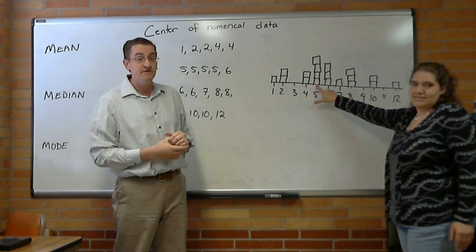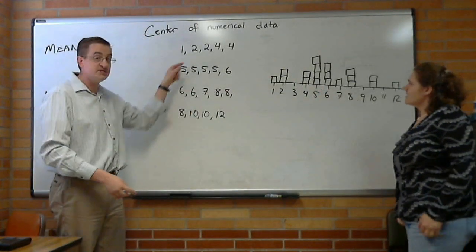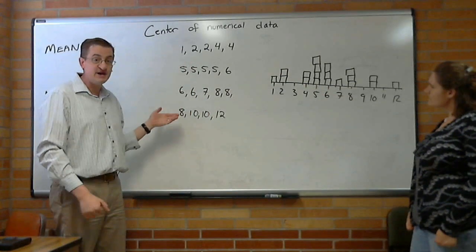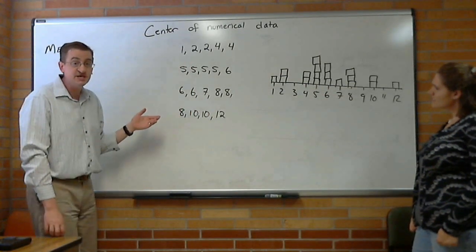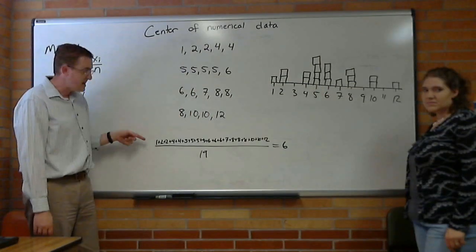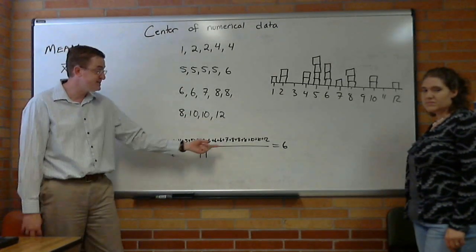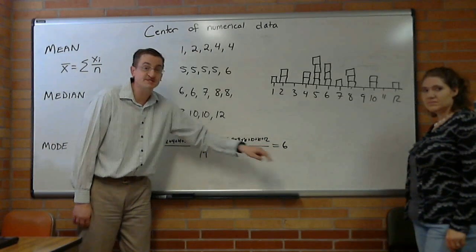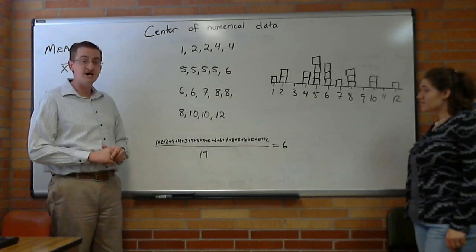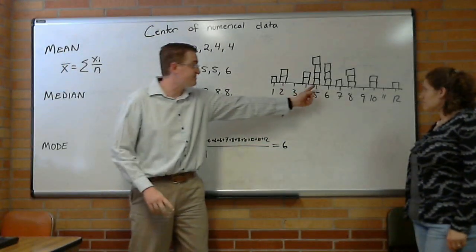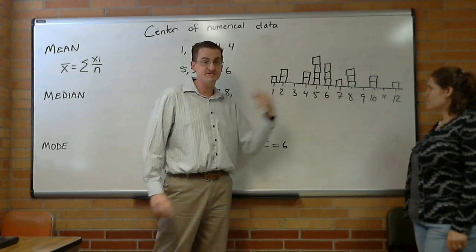To find out the mean, we're going to take all these numbers, add them up, and divide by how many there are. In this case, it looks like this. Adding up all the numbers, there's 19 of them. We divide by 19, and the average is 6. So Tisha's eyeballing was actually pretty close. It was a little further out this way. This is the balancing point.